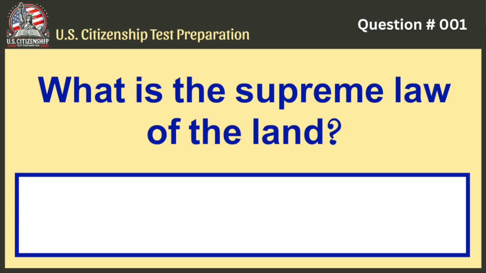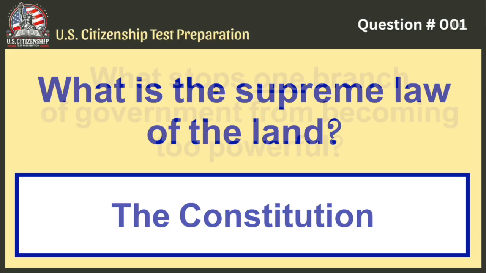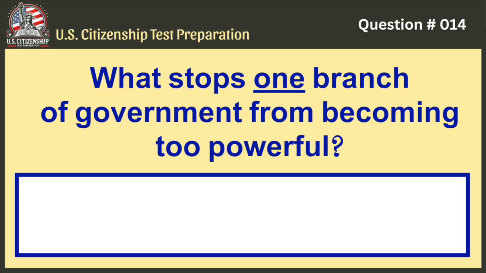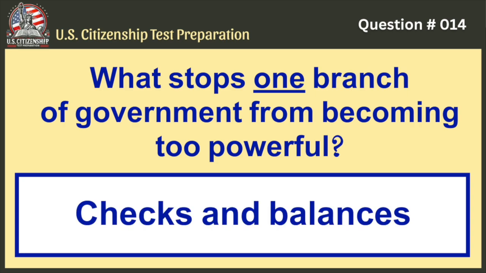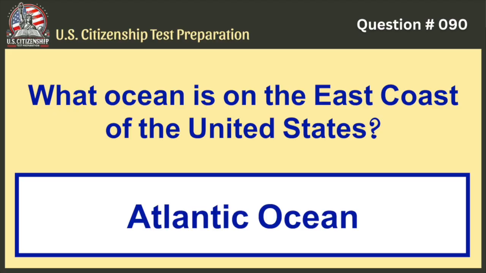What is the supreme law of the land? The Constitution. What stops one branch of government from becoming too powerful? Checks and balances. What ocean is on the east coast of the United States? Atlantic Ocean.